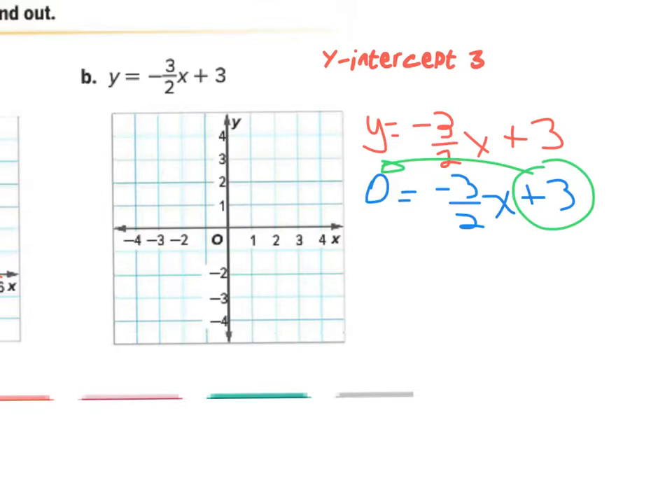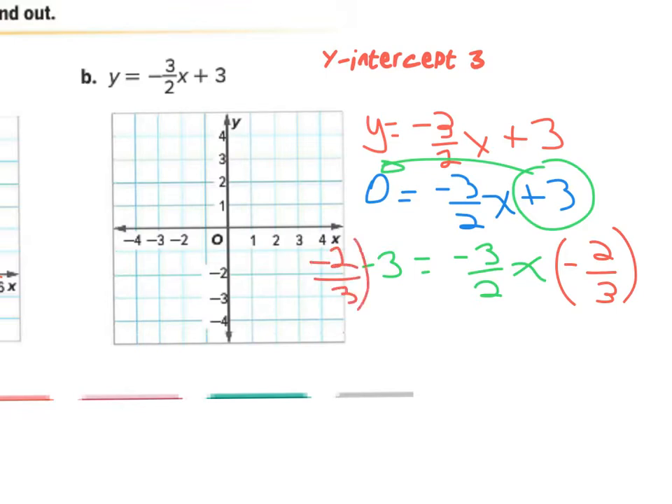So that plus 3 becomes negative 3, right? Negative 3 equals negative 3 over 2x. To get rid of this coefficient, which is being multiplied, we have to divide it out. And the second step to dividing fractions is multiplying by the inverse. So we will multiply by the inverse, which would be negative 2 over 3 on both sides. Negative 2 over 3, right?